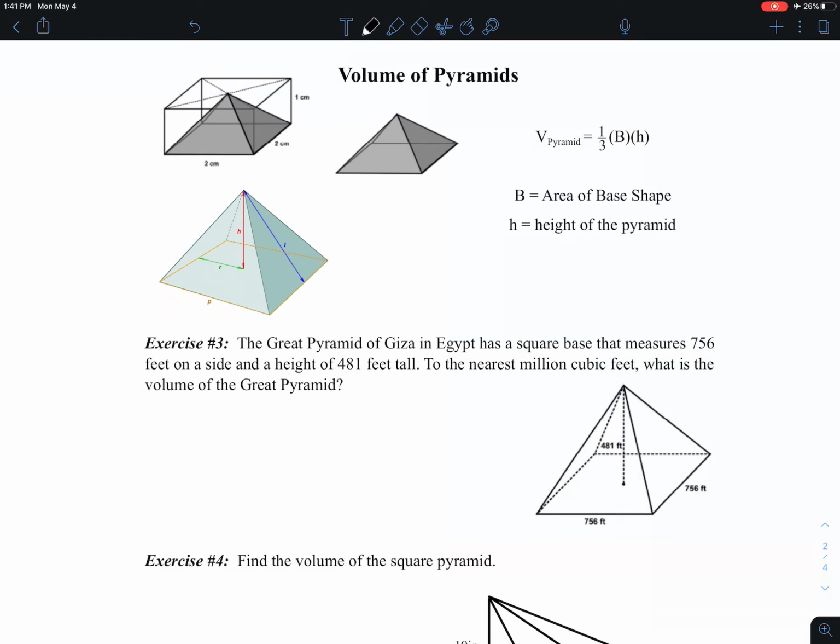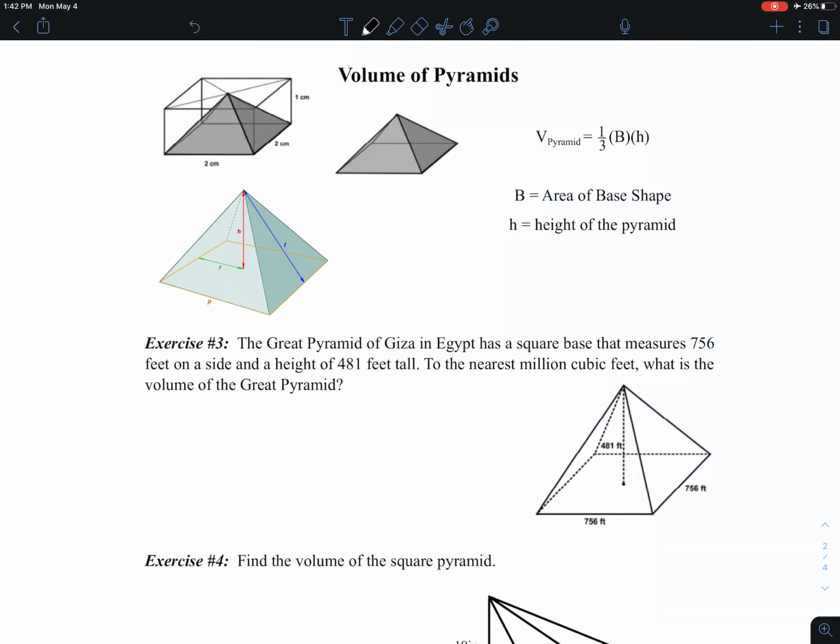So you can see that if you had a prism, and then you fit a pyramid, this guy right here, inside of this prism, there's a lot of empty space left inside of the prism that's not taken up by the pyramid, okay? Now, basically what we can do is figure out the ratio of empty space to what's actually the pyramid, and that's how we come up with our formula.